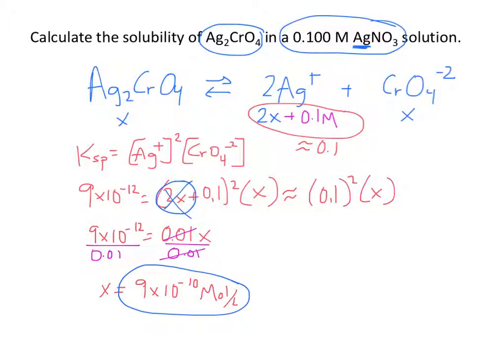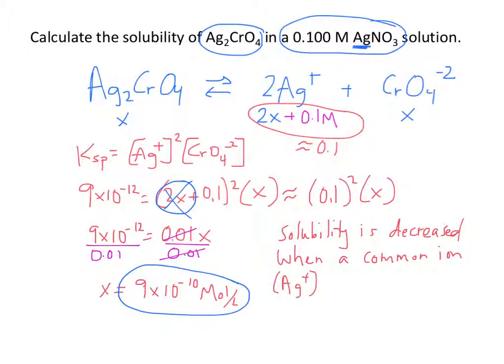On the problem before, 1.31 times 10 to the negative 4 moles would dissolve in a liter, and now it's 9 times 10 to the negative 10 moles that will dissolve in a liter. The solubility is decreased when a common ion, and in this case that common ion was silver, but it could be anything, is introduced. And that is the common ion effect.